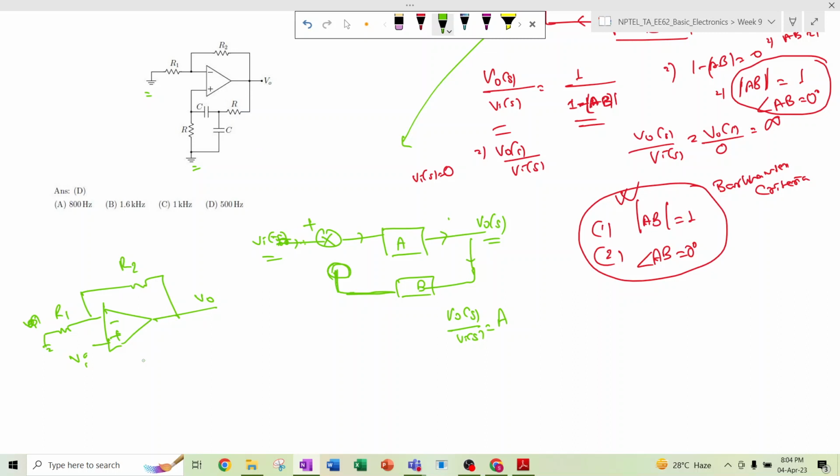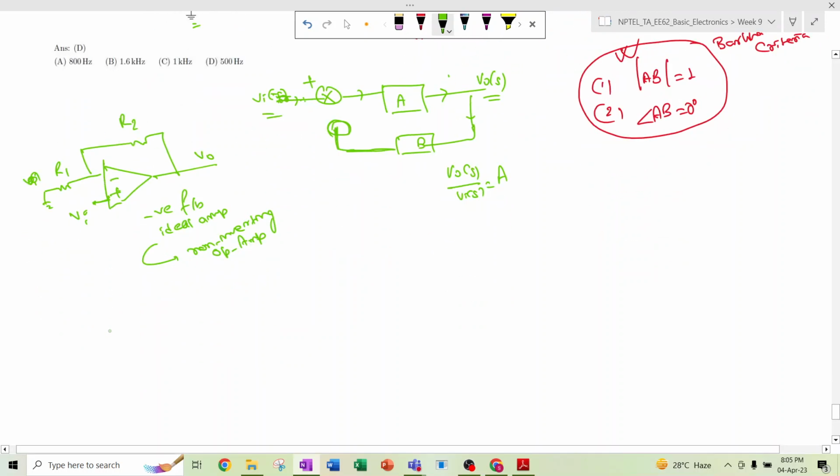This VO, this is a negative feedback, and also it is an ideal op amp, so the virtual short concept holds. As we have already discussed, this is the non-inverting op amp. Non-inverting op amp means the input is applied to the non-inverting terminal of an op amp. So for the non-inverting op amp, what is the output? VO divided by Vi will be 1 plus R2 by R1, we have already determined, right?